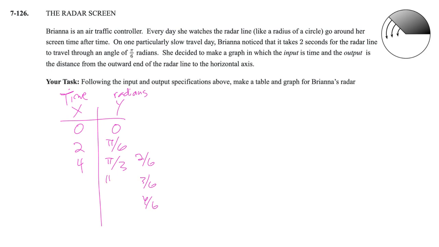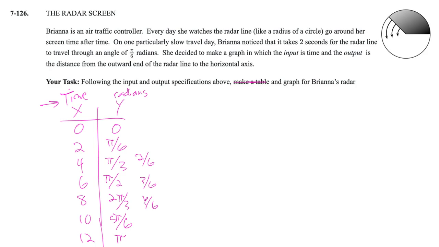So this would be what? Pi over 2. This would be 2 pi over 3. This would be 5 pi over 6. And this would be, of course, just normal pi. And we're just counting up our seconds: 6, 8, 10, and 12. So there's our table based off of that. And again, the input is that time and the output is basically the radians or the distance.